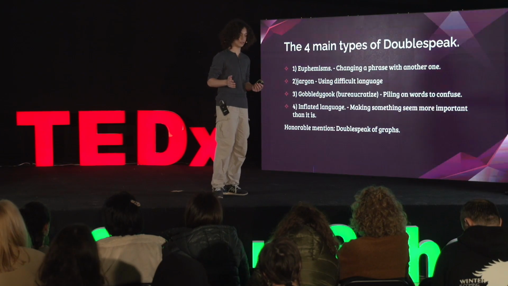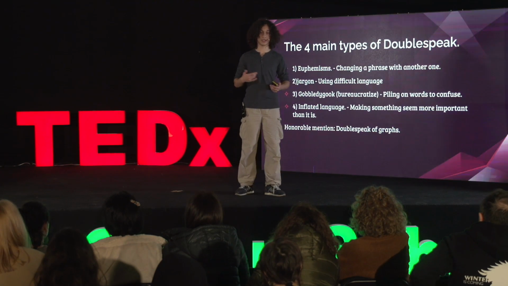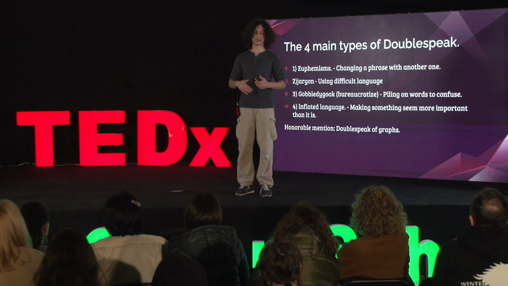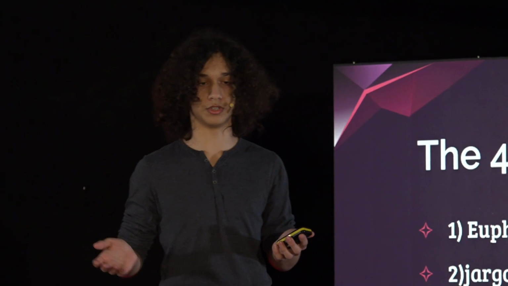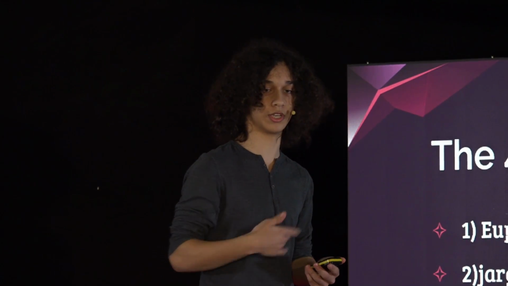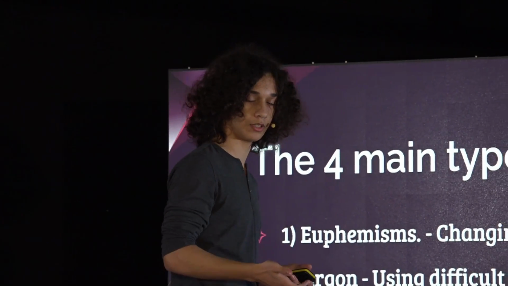Some simple examples: instead of dying, you can say passed away. The person did die, they passed away, moved on. It removes the pain from it a little bit. But euphemisms are not only used in ways to help you, they can be used against you. This was really prevalent in the 20th century.